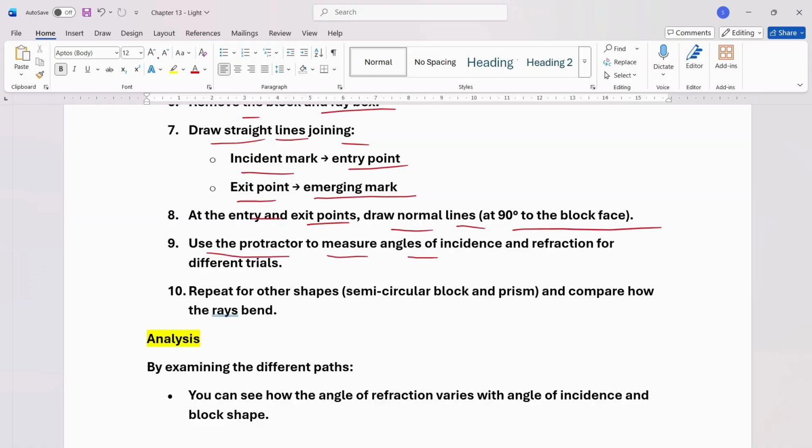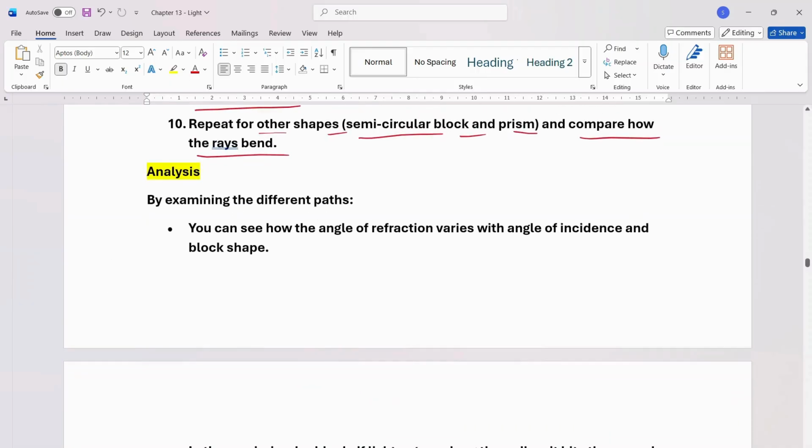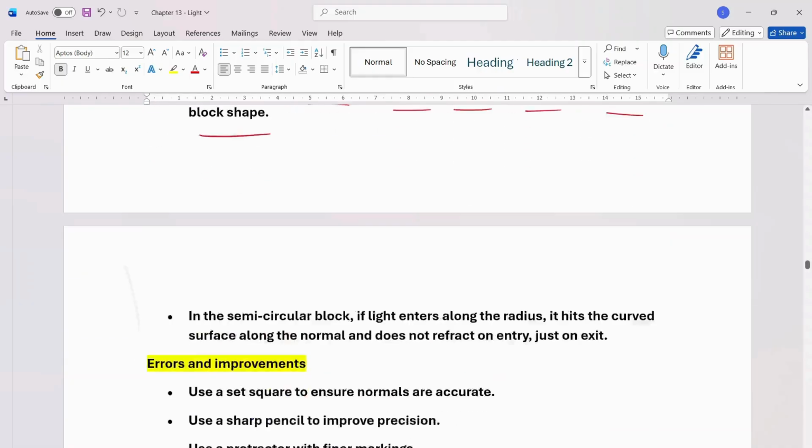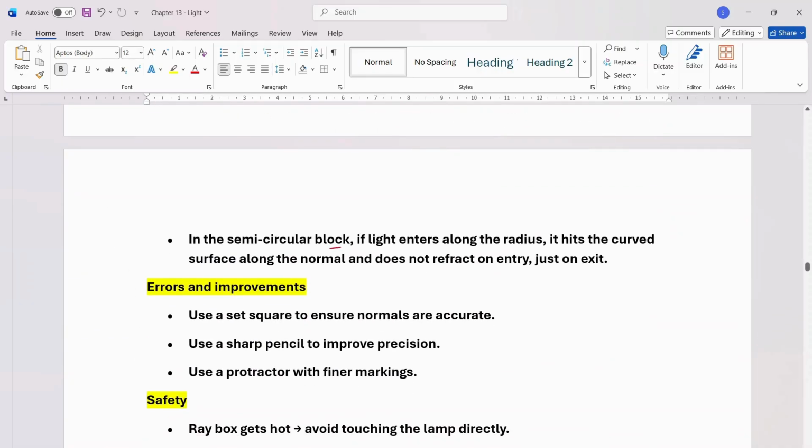Use the protractor to measure the angle of incidence and refraction for different trials. Repeat for other shapes, the semicircular block and prism, and compare how the rays bend. Analysis: by examining the different ray paths, you can see how the angle of refraction varies with the angle of incidence and block shape. In the semicircular block, if light enters along the radius, it hits the curved surface along the normal and does not refract on entry, just on exit.